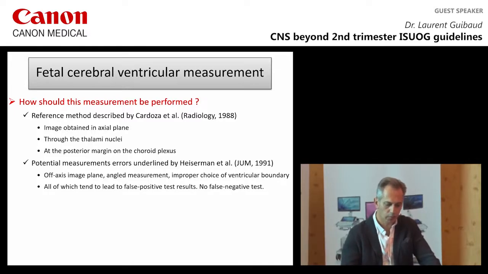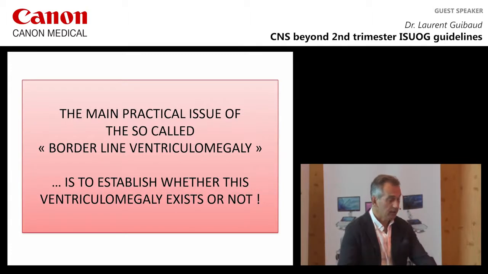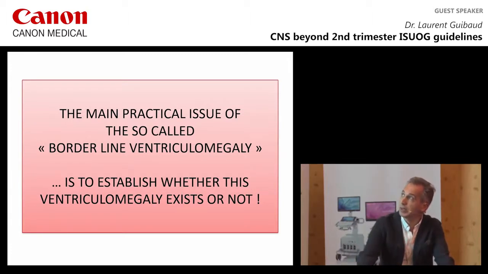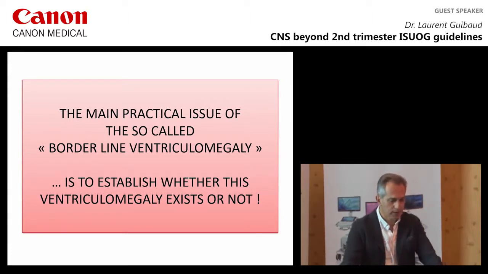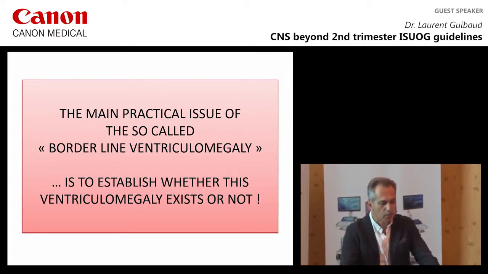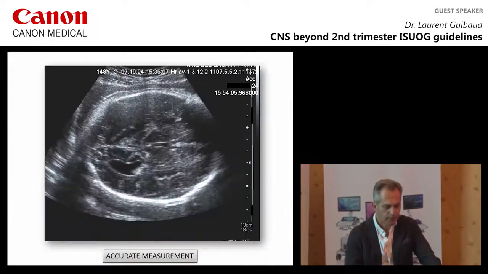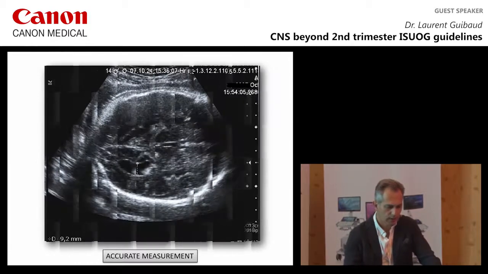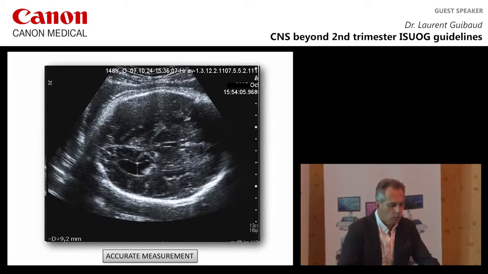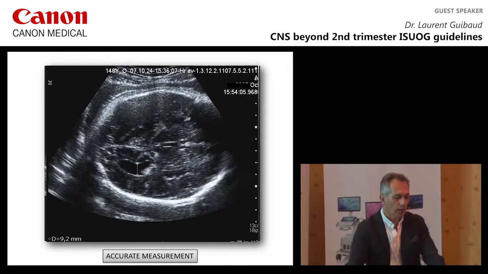choice of ventricular boundary. So, in fact, indeed, the main practical issue in routine practice, when you are facing borderline ventriculomegaly, is to establish whether this ventriculomegaly exists or not. Why? Because these patients were referred in our lab for borderline ventriculomegaly. And you see, we have 10.8 and 12, but if you scan it properly with accurate measurements, it was in fact 9.2. There is no ventriculomegaly at all.